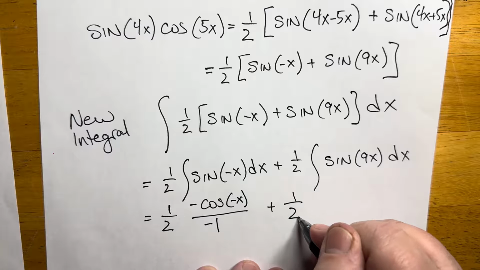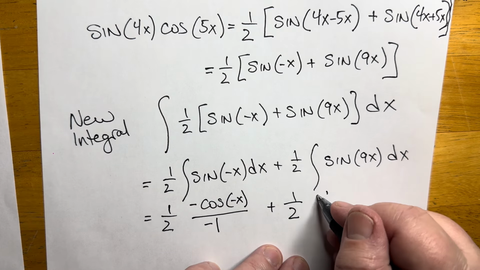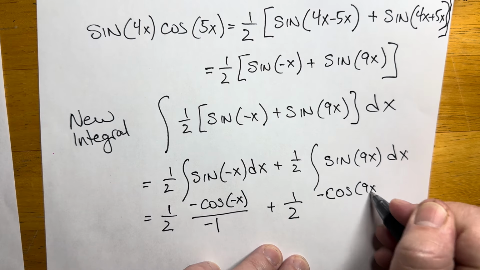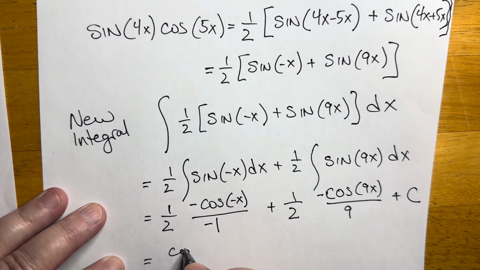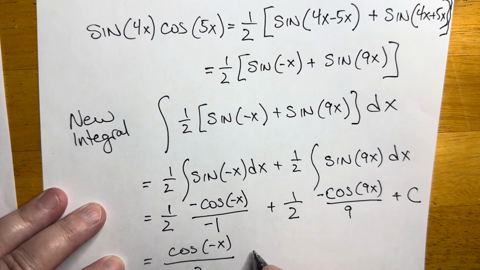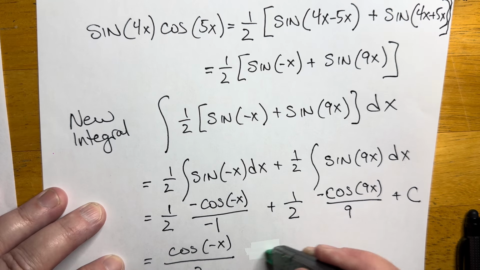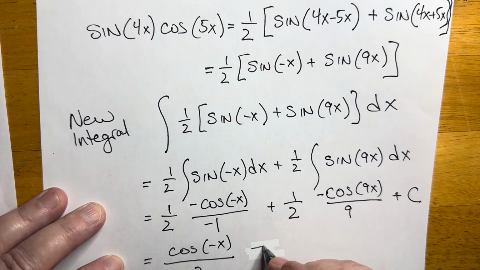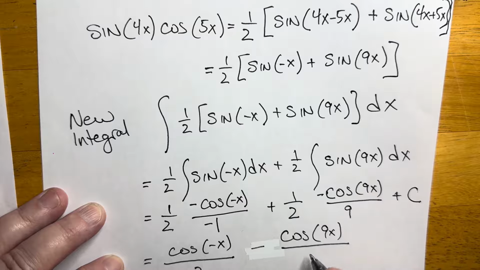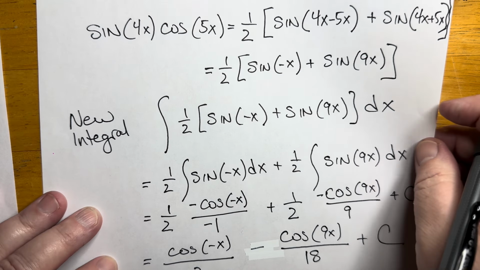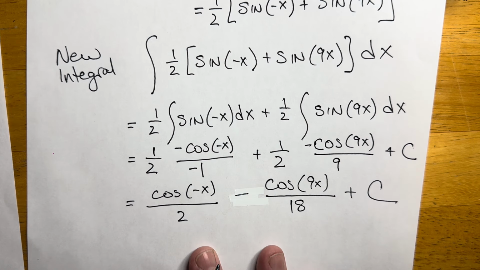Okay, over here, I've got 1/2. In the same way, this is going to be the opposite of cosine of 9x. But I have to divide by 9 because of the chain rule, plus c. So this is going to be cosine of the opposite of x all over 2. Those minuses cancel. Oh, sorry about that. I saw the plus and I wrote down the plus. It's actually going to be minus cosine of 9x all over 18 plus c. What do you think? So far, so good?